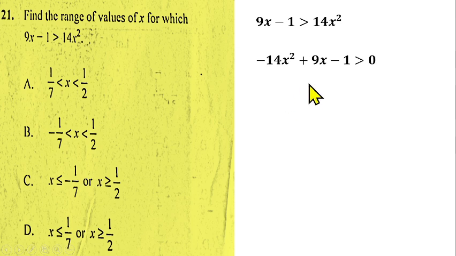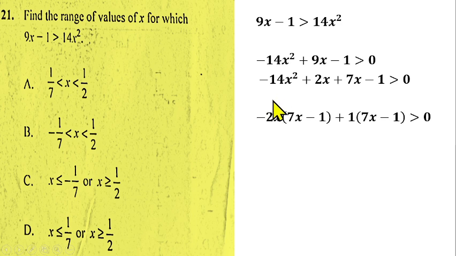Then look for two factors that multiply to get 14, and when you add them together, give us 9, and that should be 7 and 2. So we'll have minus 14x squared plus 2x plus 7x minus 1 greater than 0. So you can factorize this. You can see that minus 2x is common here. So you have minus 2x into 7x minus 1, plus 1 is common here. You have plus 1 into 7x minus 1 greater than 0. We can bring these together. We have 7x minus 1 into minus 2x plus 1 greater than 0.